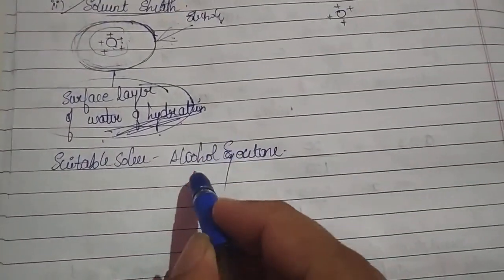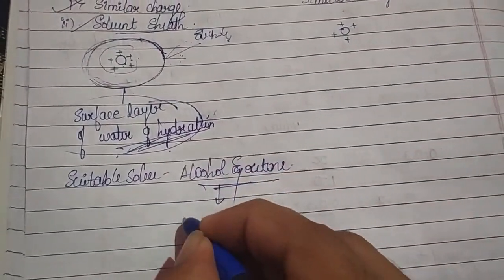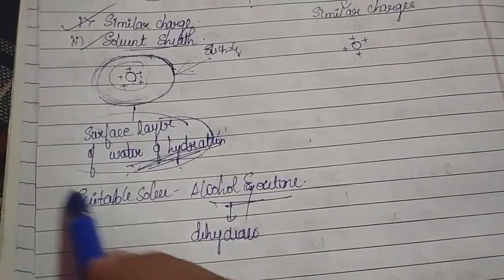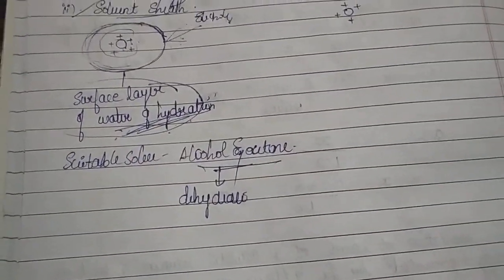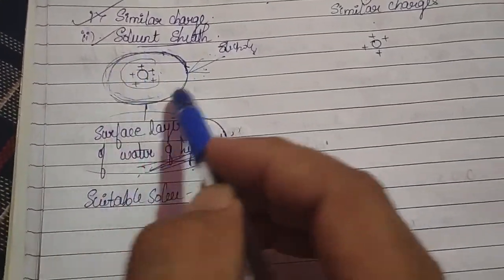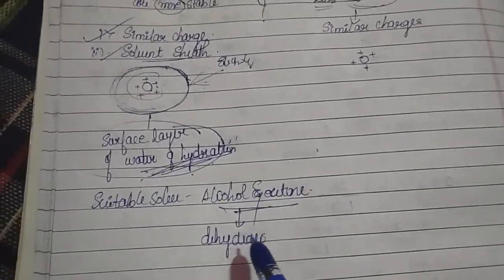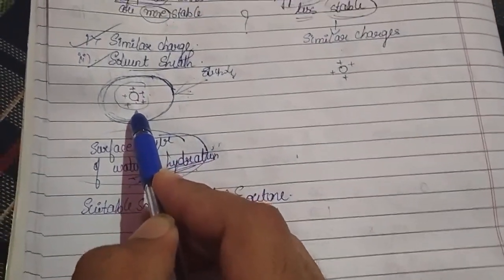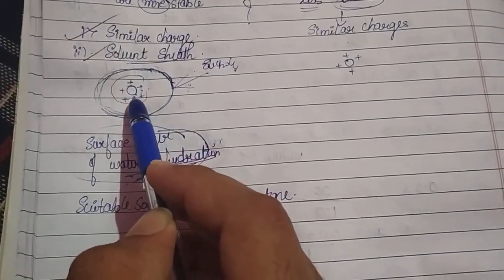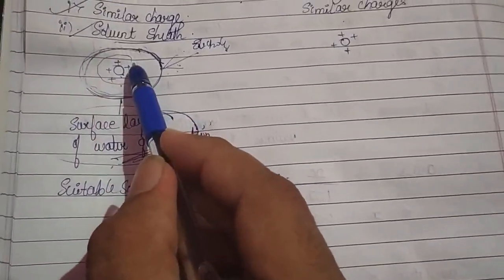What it actually does is dehydrate. It dehydrates your water of hydration. What does dehydrates mean? It will just extract out this surface layer. In simple words, it is dehydrating your colloidal particles or the dispersed phase, because it is having the water. So it dehydrates the dispersed phase.